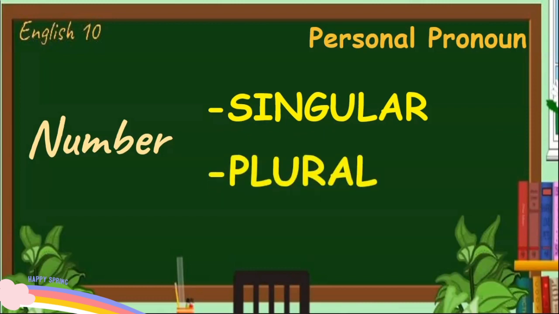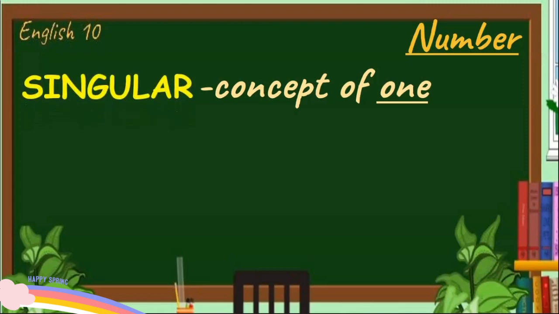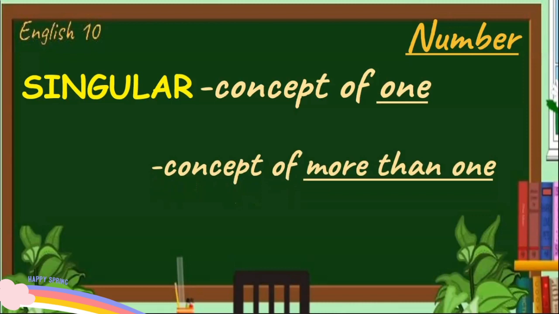It's not about numbers 1 to 10, okay? So in grammar, we only have two numbers. That's only singular or plural. So if the concept is one, or the idea is one, we call that number singular. And if the concept is more than one, let's say two or more, that's already considered plural. So you have to remember there are only two numbers in grammar, singular and plural.